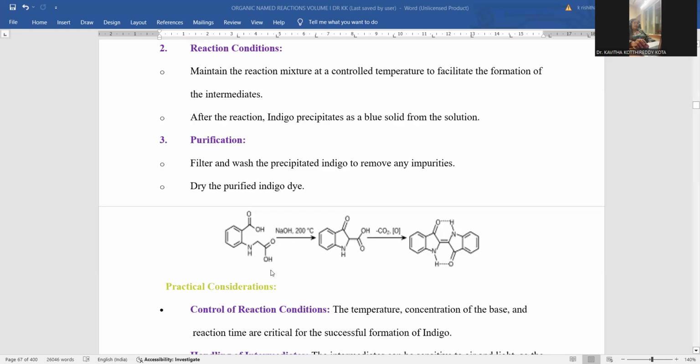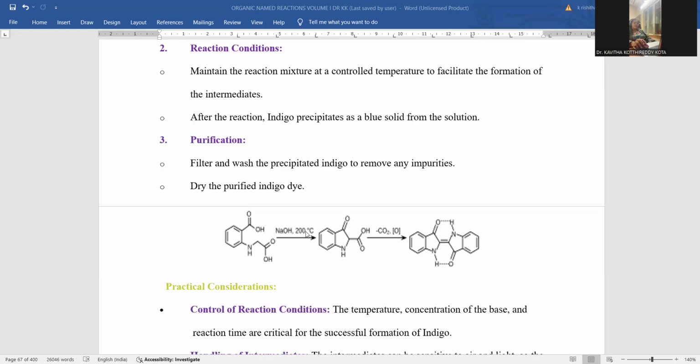Simply, I'm taking another alternative mechanism. Here is the carboxylic acid. At the other position, I am having NHCH2COOH. This is called an alpha amino acid. Sodium hydroxide is a suitable alkaline medium.